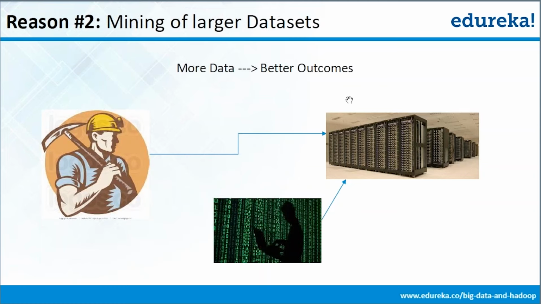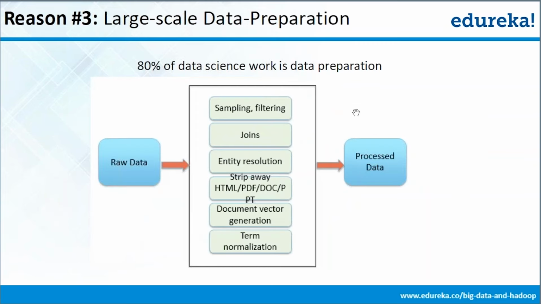It's possible. Mining of larger data sets gives better outcomes. The more and more data you have, right, the better and better the outcome becomes. Correct, friends? It is the same for a data scientist. Even if you are training a model, for example a particular algorithm, people always say we train the model and the algorithm becomes stronger. So they always say that the more data, the better the outcome. 80% of the data science work, you will be astonished, this is the truth actually: raw data, sampling, filtering, joins, entity resolution, stripping away all these things, document vector generation, term normalization, right?